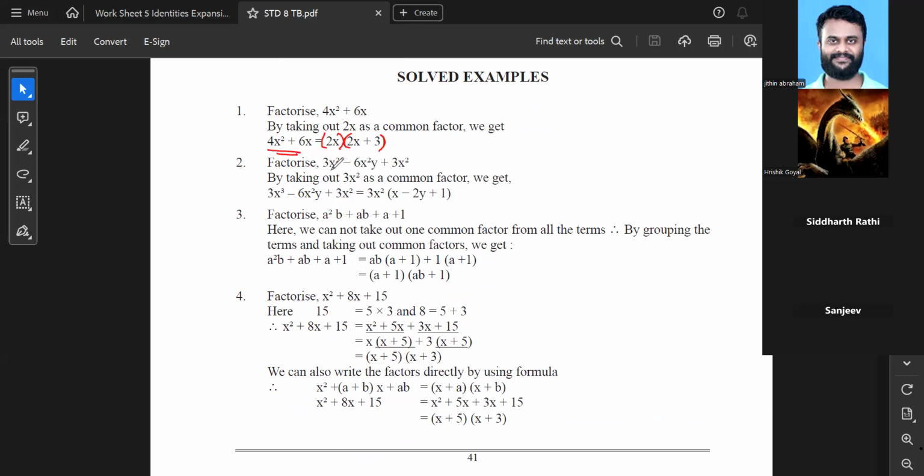Now, second one is like 3x square minus 6x square y plus 3x square. Now, what to do over here? Here, we'll have to take 3x square as common. So when you take 3x square as common, this is your first expression. Multiply the second remaining expression, x minus 2y plus 1. So basically what you are doing, you are dividing or splitting the original expression into two different expressions.